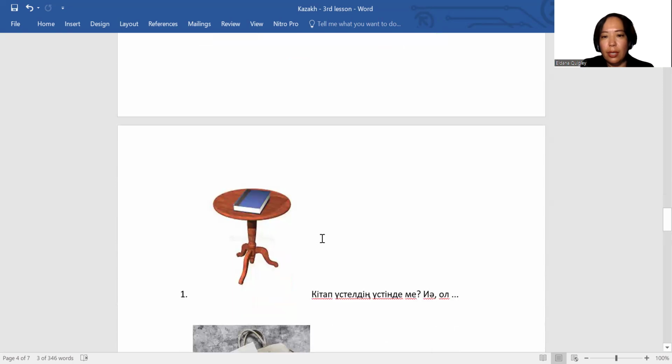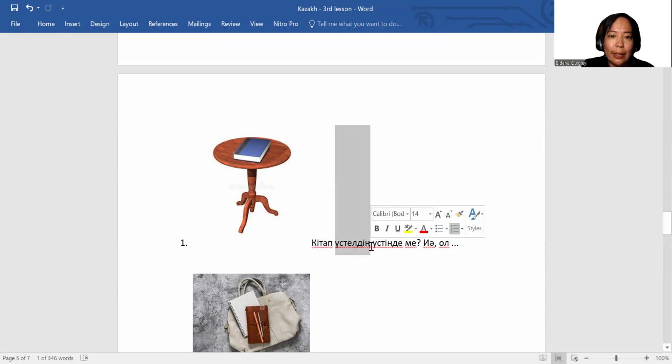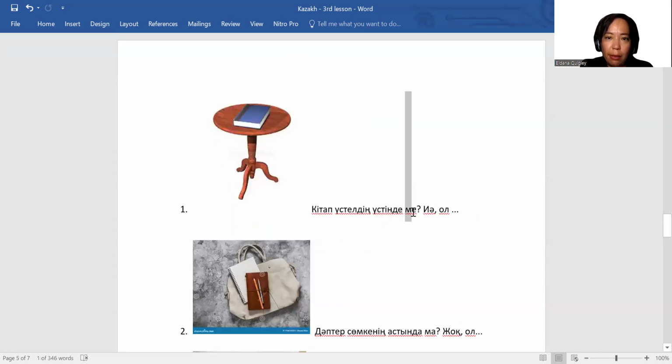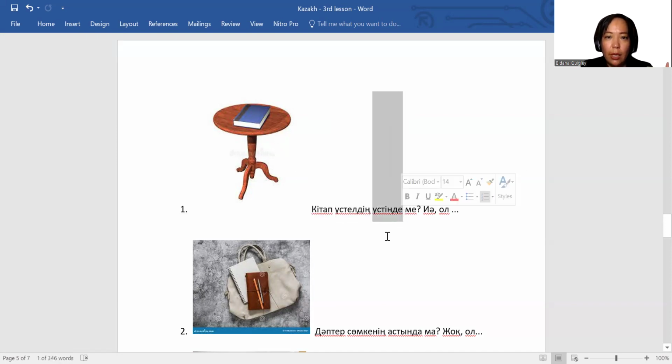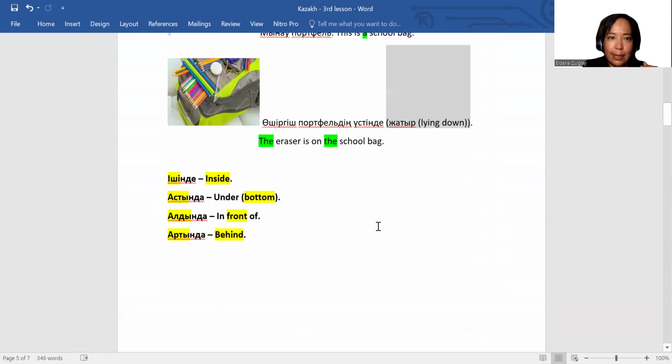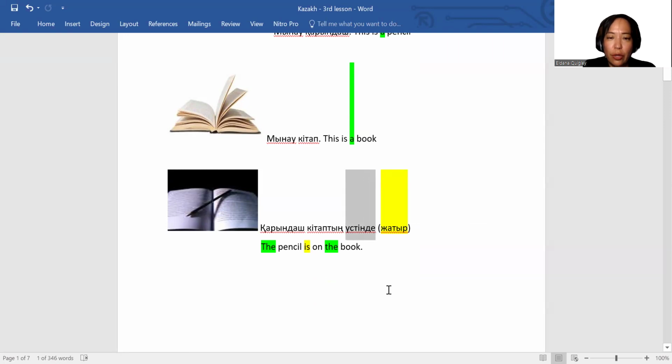All right, so let's do some exercises. The first exercise is, again, I'm gonna ask a question. Where is the book? Is the book on top of the table? The first one would be: kitap üstüldün. Remember üstül, the table, from the previous first class. Üstünde. Me is the question, it basically implies the question. Kitap üstüldün üstünde me, is the book on the table? Üstünde is on top. Remember, I gave you this word in this lesson. Üstünde, it's the very first one. Üstünde, on top.